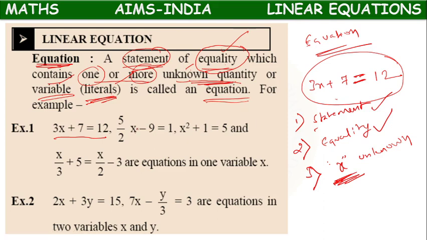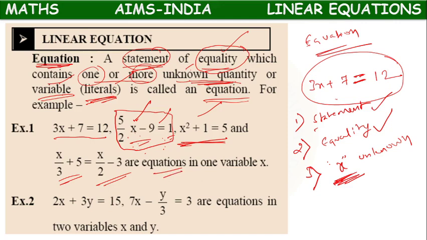In the same way, observe the other examples. 5/2 x - 9 = 1: equality is there, unknown quantity is there, so it is also an equation. x² + 1 = 5 is an equation. x/3 + 5 = x/2 - 3 is an equation. So how many equations are there? 1, 2, 3, 4. In example 1 we have 4 equations.